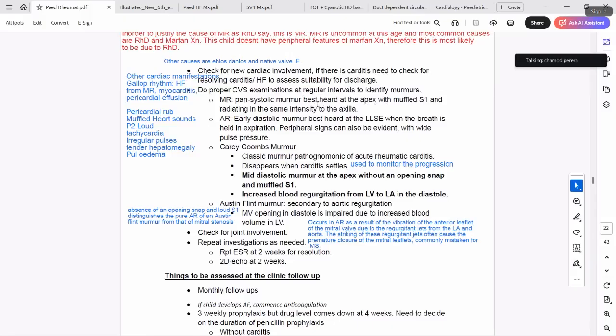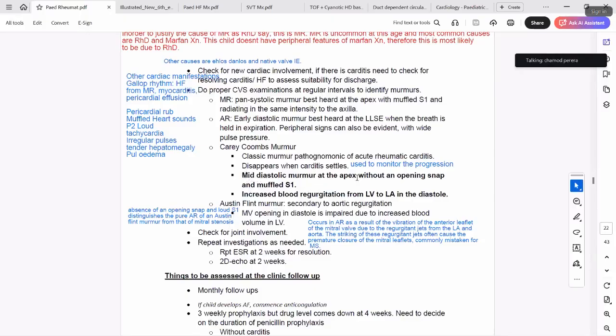Also, they can get an aortic regurgitation murmur, that is an early diastolic murmur, best heard at the left lower sternal edge when the patient is inclined forward and breath held in expiration. And the other pathognomonic murmur that you need to know is the Carey-Coombs murmur, right? So with the Carey-Coombs murmur, you can time the carditis. This is a mid-diastolic murmur, similar to the mitral stenosis murmur, again a mid-diastolic murmur.